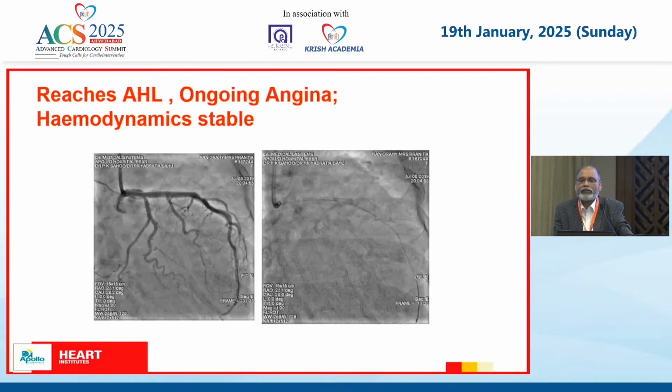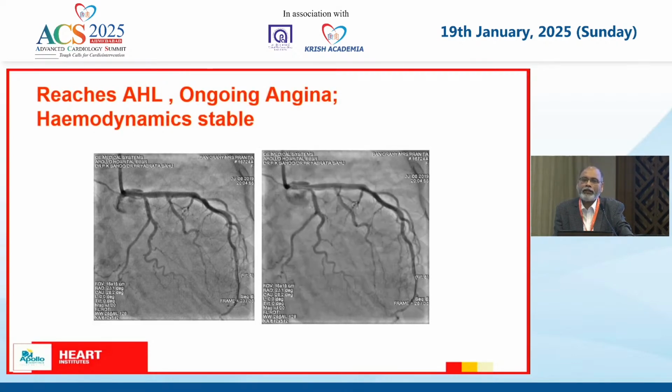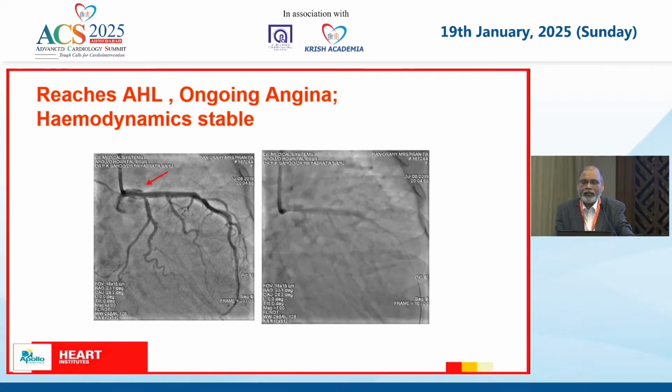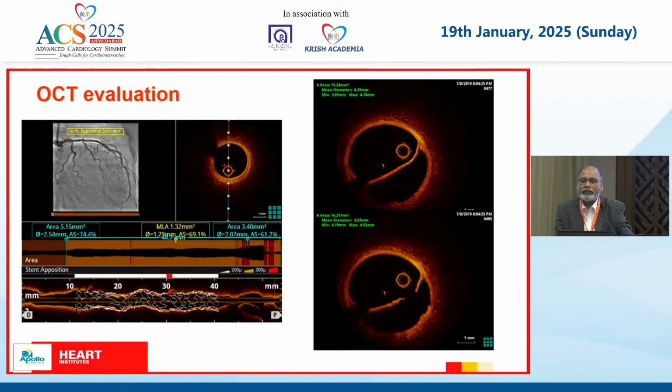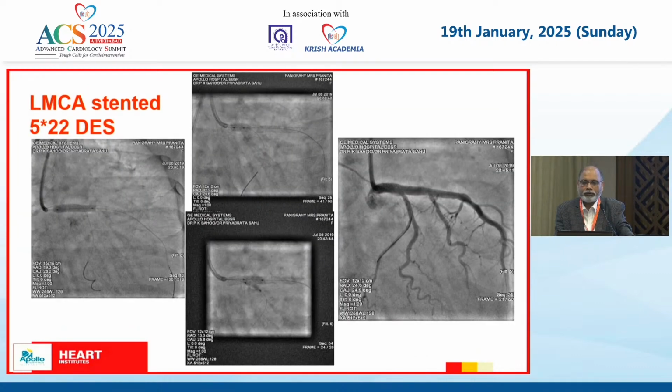There's the left main dissection. The patient reaches our hospital with ongoing angina, but hemodynamics were luckily stable. I told them, don't take out the sheath, just send the patient with the sheath inside. And this is what we saw. You can see how the dissection has taken place in the left main. So there is no other way out but to take another stent, cross into the true lumen, put the stent and come out. So this is what I did.